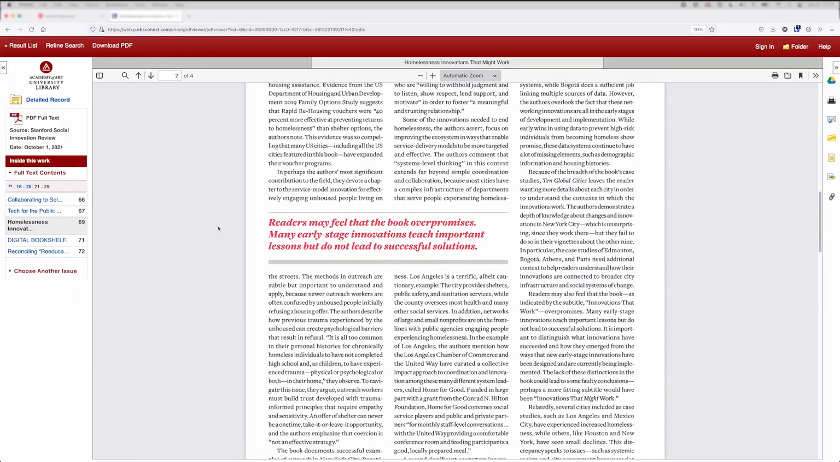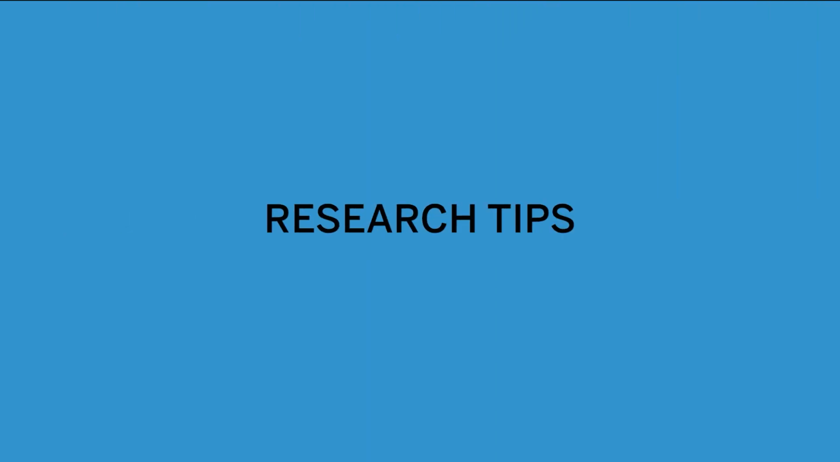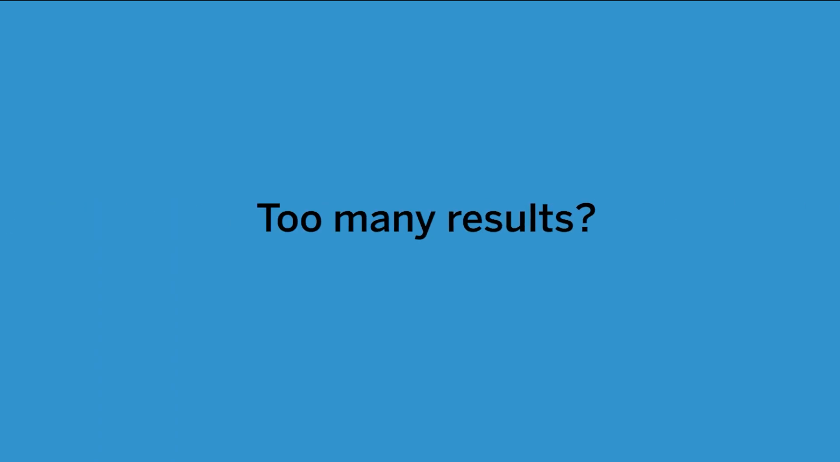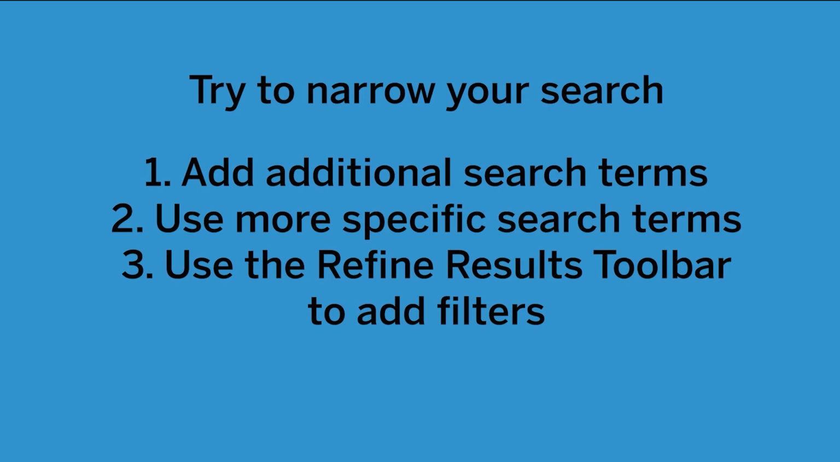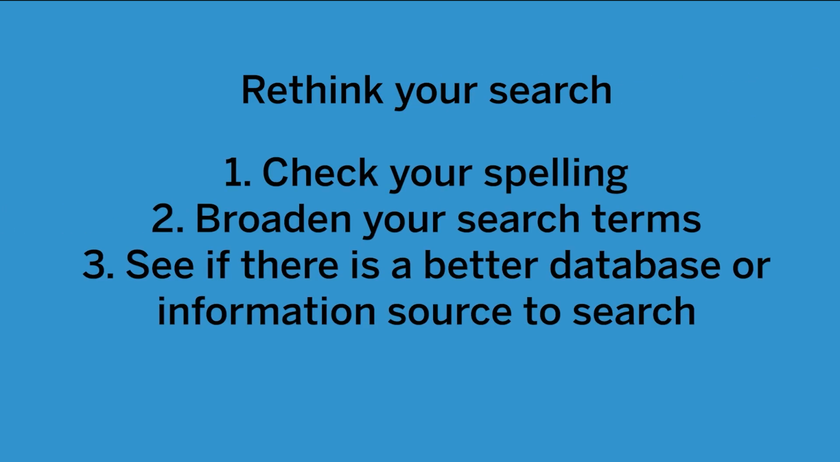Now that you are familiar with the EBSCO databases, here are a few tips to help you if you get stuck while searching. If you have too many results unrelated to your topic, you can add additional search terms, use more specific search terms, or use the Refined Results toolbar to add filters. If you have too few results or no results related to your topic, you should check your spelling, broaden your search terms, or see if there's a better database or information source to search.